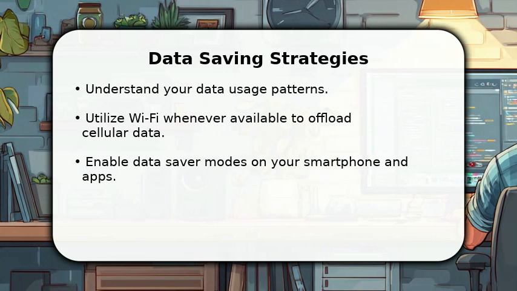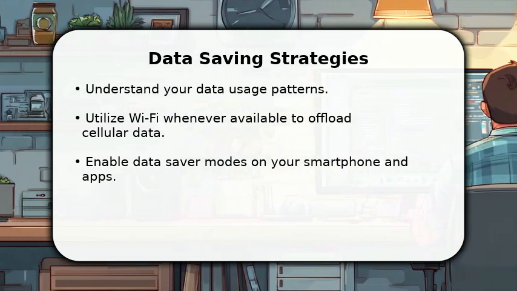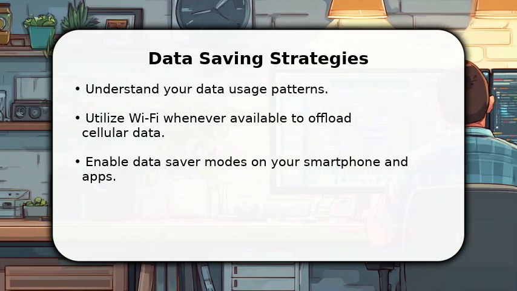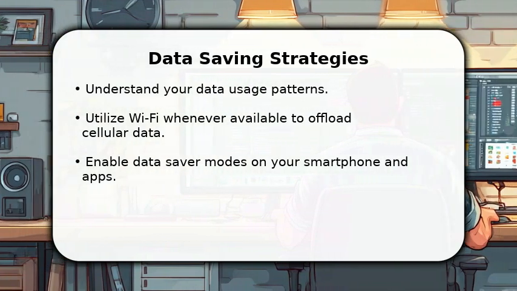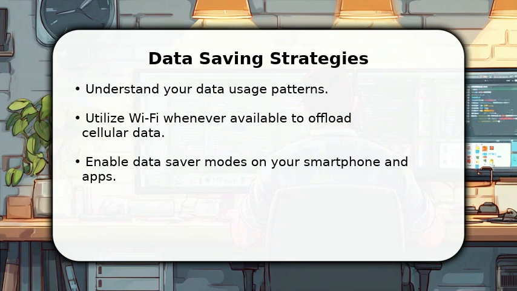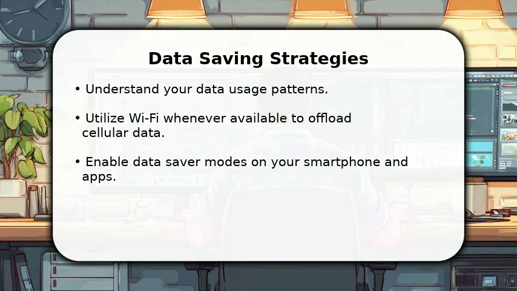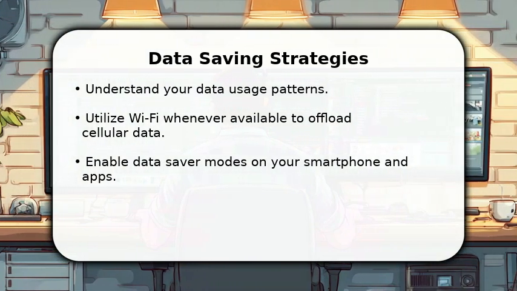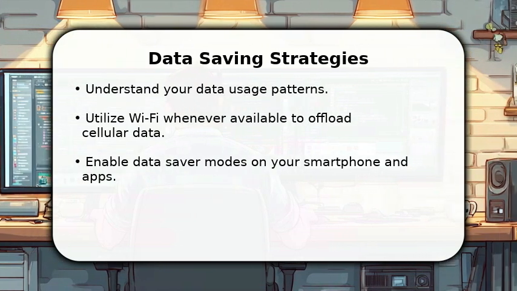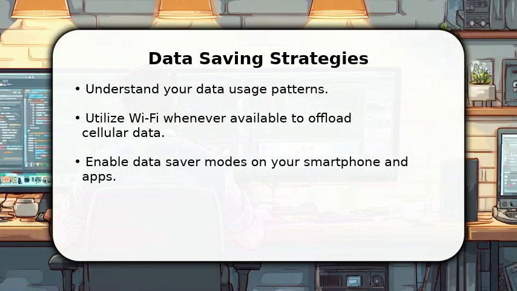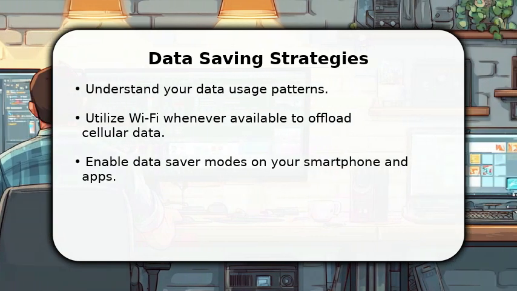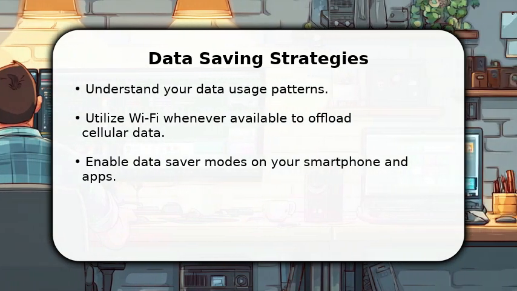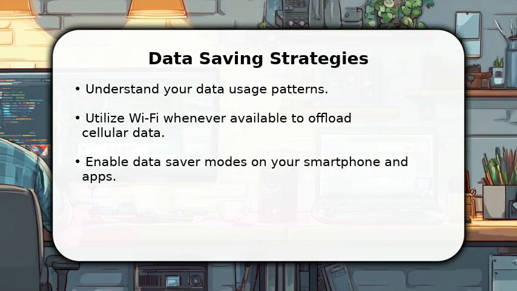In this video, I will explain how to use data without recharge. First, understand your data usage patterns by checking your phone settings. Make it a habit to connect to Wi-Fi whenever possible, as this significantly reduces your reliance on cellular data. Also, activate data saver modes available on your smartphone and within individual applications. These simple steps can save you many megabytes, helping your data last much longer throughout the month.